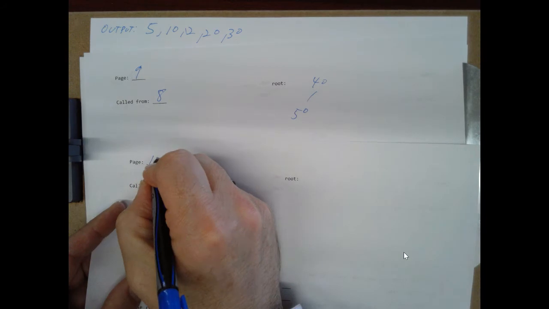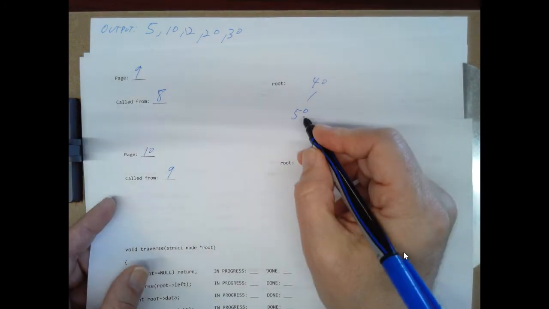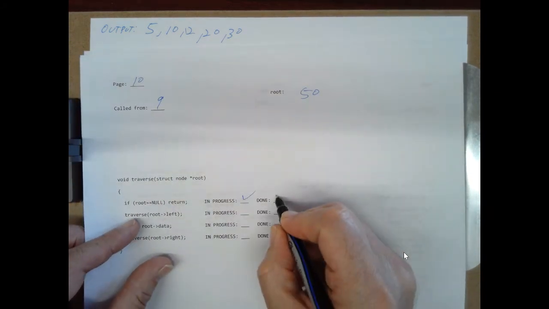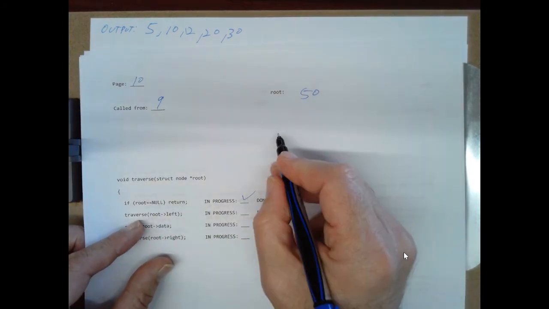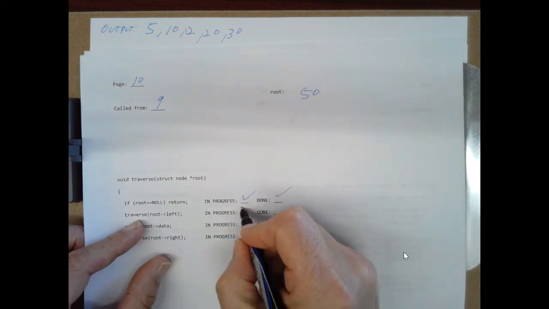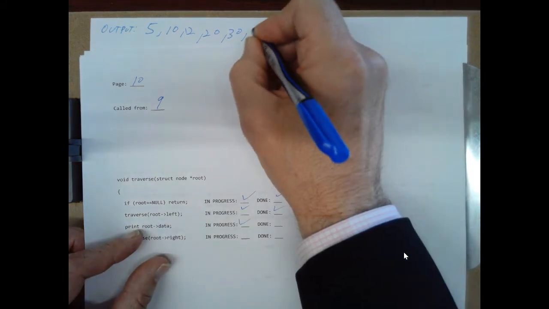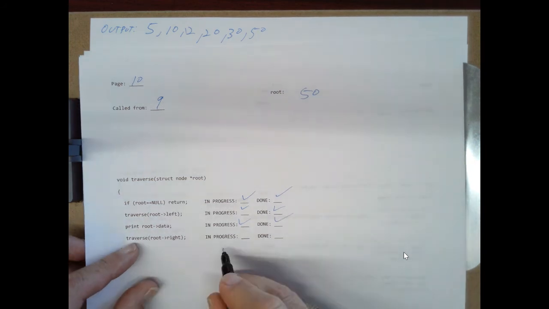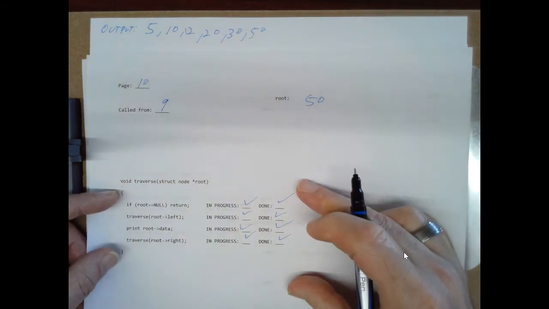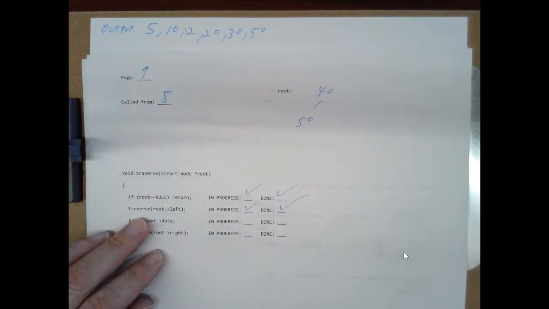So that'll make one more call from page 9, where we pass it root arrow left, which is 50. Is that null? No. So it'll traverse root arrow left, which will be null, and we'll come back right away. And then we'll print root arrow data, which is 50. And then we'll traverse root arrow right, which will make another call to traverse. The argument will be null. It'll come back right away. And now this is done. It'll go back to where it was called from, which was page 9. And so it's completed traverse root arrow left.